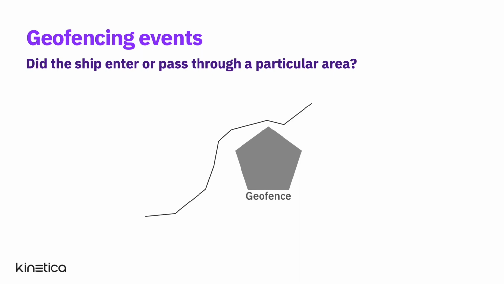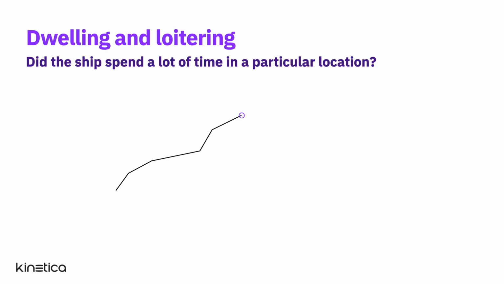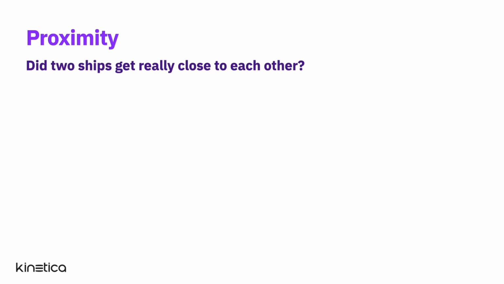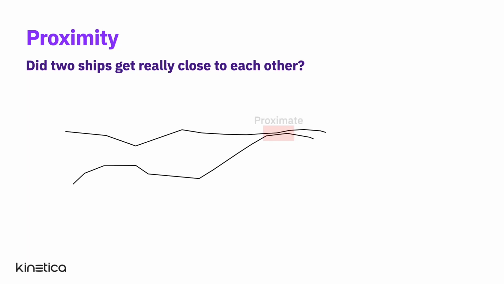In this demo, we play the role of an analyst that works for the US Coast Guard, and we will use Kinetica's in-database spatial and temporal functions to set up an eventing system that observes ships in the Gulf of Mexico region to identify three types of events. The first is when a ship enters or passes through a specific area. The second is when ships dwell or loiter in and around a particular location. And the third is when a ship gets within a 2-meter distance from another vessel. Let's jump in.